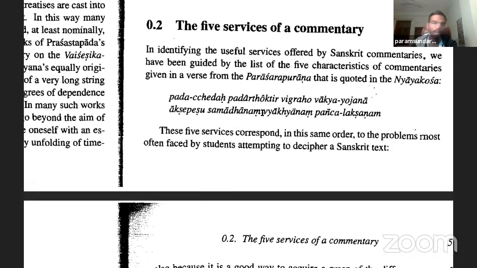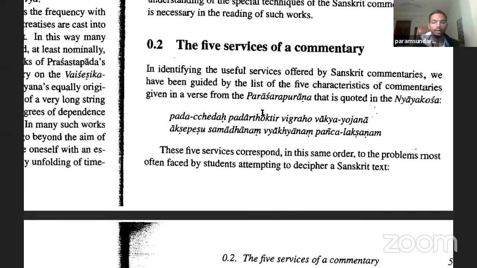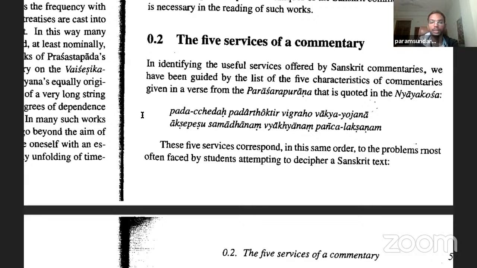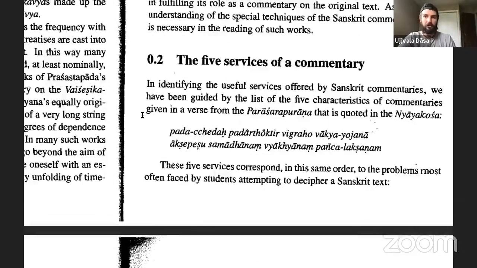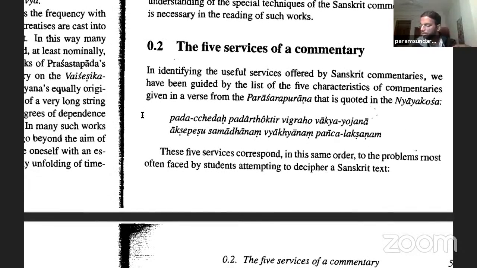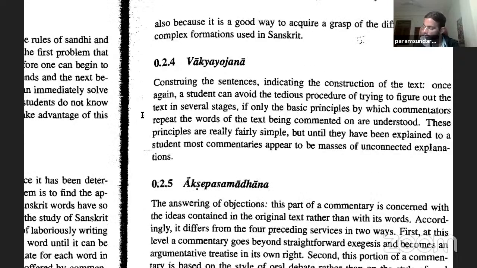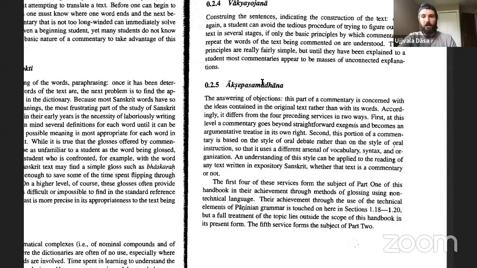So these are the 5 things which we generally do while reading a commentary, or we are supposed to be doing, and that the commentator is setting out to do by writing the commentary. Can you just read something from Akshepa Samadhana? Yeah, we can read it. Akshepa Samadhana, the answering of objections.